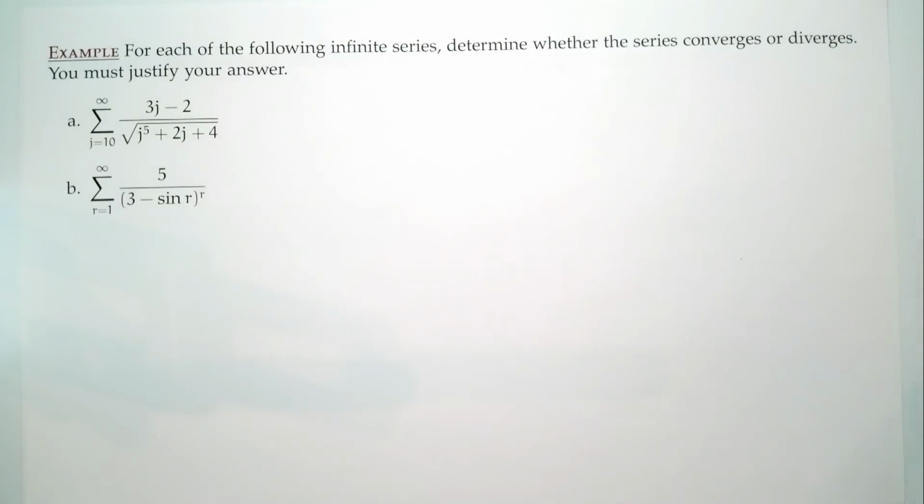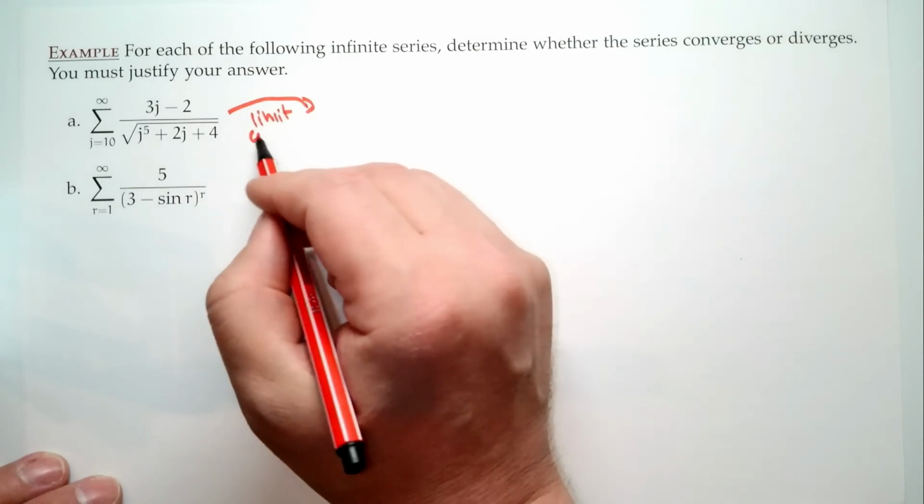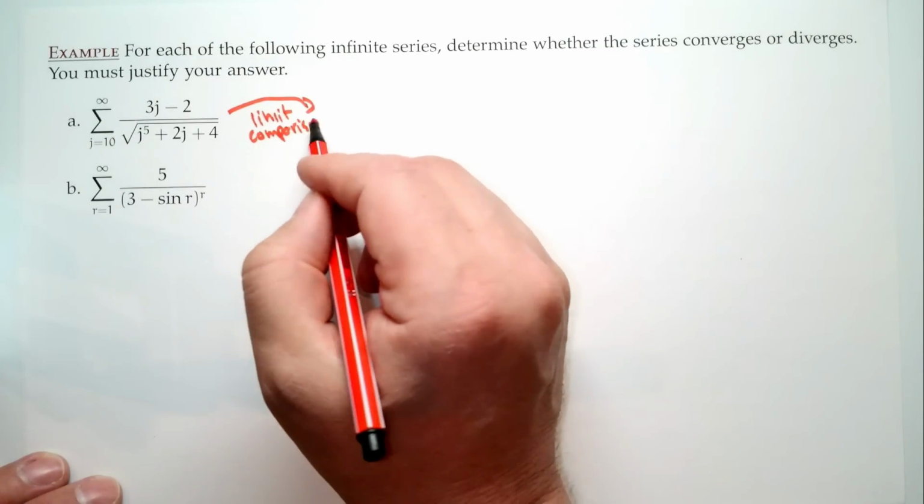For each of the following infinite series, determine whether the series converges or diverges, and justify your answer. Okay, so let's start with this first one. The first one looks terrible. The sum j equals 10 to infinity, 3j minus 2 over the square root of j to the 5th plus 2j plus 4. And you're just like, how are we going to find it? Well, this has a lot of noise. Get rid of the noise. So how do you get rid of the noise? Do a limit comparison. If you do limit comparison, all you need is the fastest growing terms.